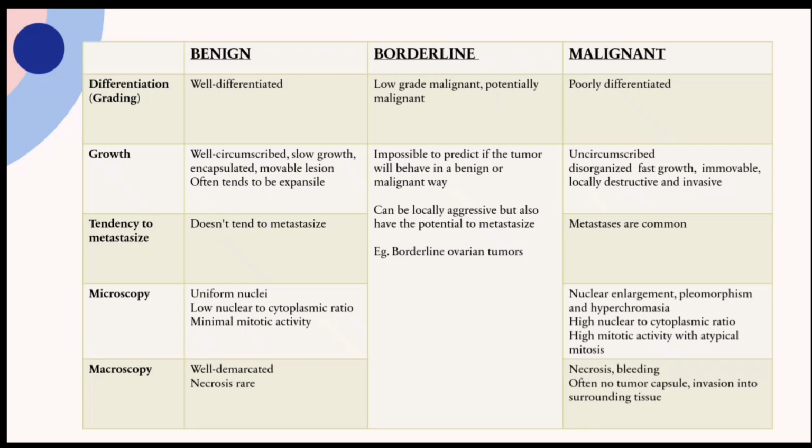For borderline tumors, it's kind of impossible to predict how the tumor will behave, either in a benign or a malignant fashion. It can be locally aggressive, but it also has the potential to metastasize. So it could be low-grade malignant, it could be potentially malignant. A very good example of these tumors would be the borderline ovarian tumors.